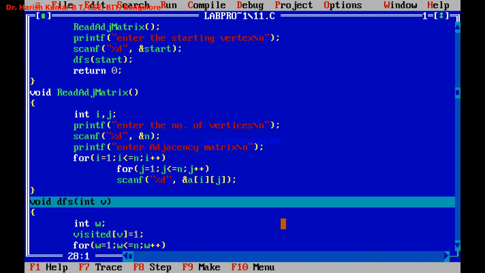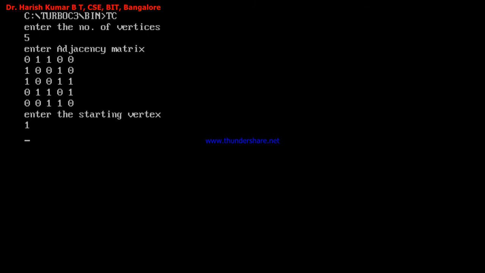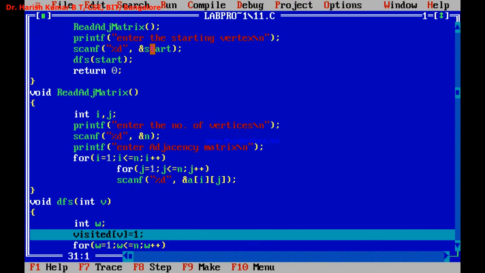Now what we are doing inside this: we are marking visited of V, visited of 1. The V value is 1 right now, because the starting vertex we have entered is 1. You can just observe here, Control Alt F5. So the starting vertex we have taken as 1, and now we are making visited of 1 equal to 1. Why am I initializing it with 1? It means it is visited. Instead of 1, you can also take it as true.